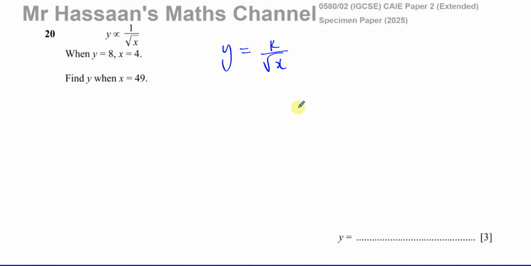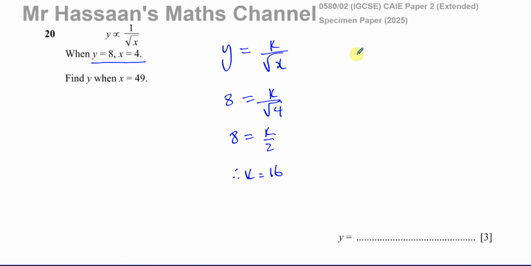Now, what we need to do first is find the value of k in order for us to proceed. So the value of k is found by taking the pair of values that they gave us, when y equals 8, x equals 4, and replacing those values inside this equation. So 8 equals k over the square root of 4. Replace x with 4. Remember, this means a positive square root, so it's 8 equals k over 2. So therefore we can say k is equal to 2 times 8, which is 16.